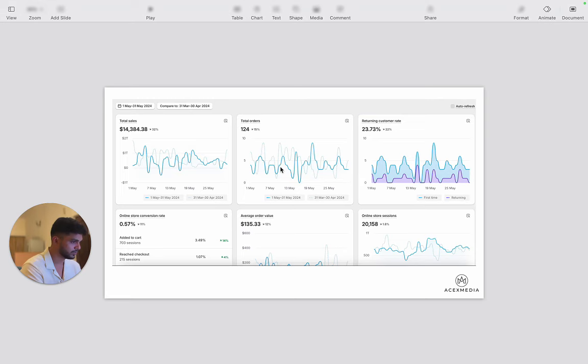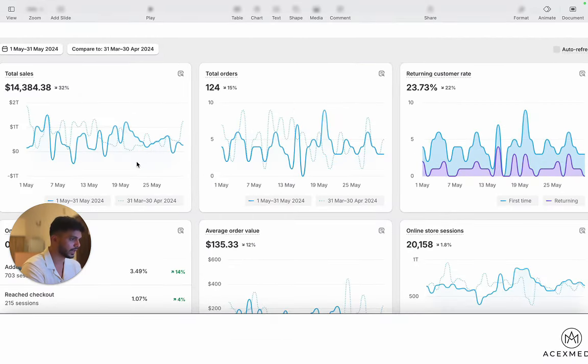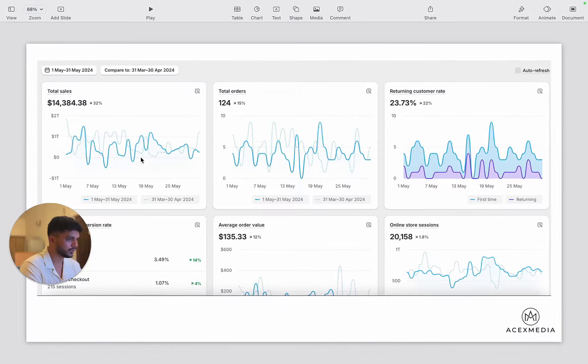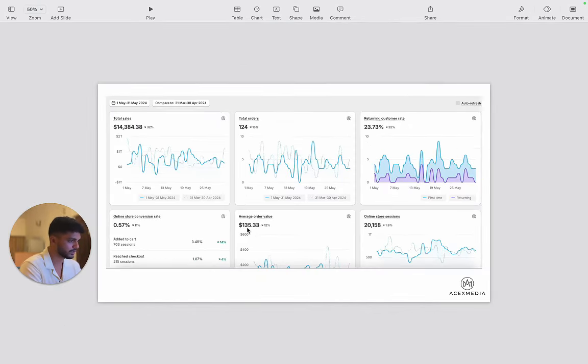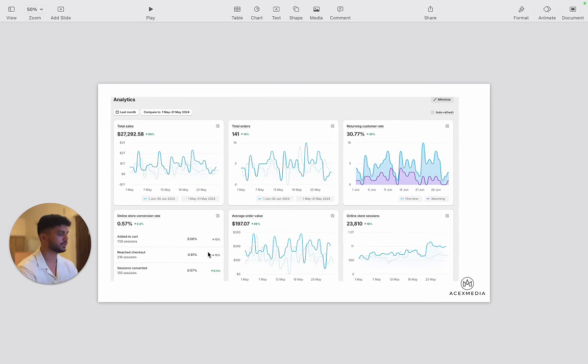And like this client here, before doing the offer changes, they were running a free shipping offer, and you can see the results. Everything is down. Did $14,000 in sales, 124 orders, and at an average order value of 135. Not only was their revenue down, all of their numbers were down, and they were losing money with this offer. So what we did was we changed the offer up, and within the first month of changing the offer, this was the result.